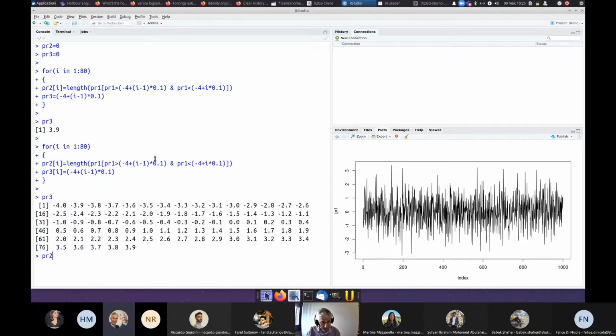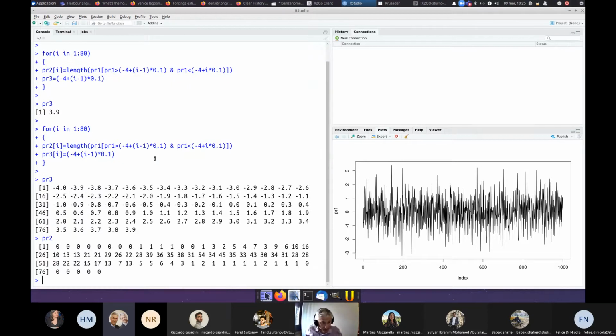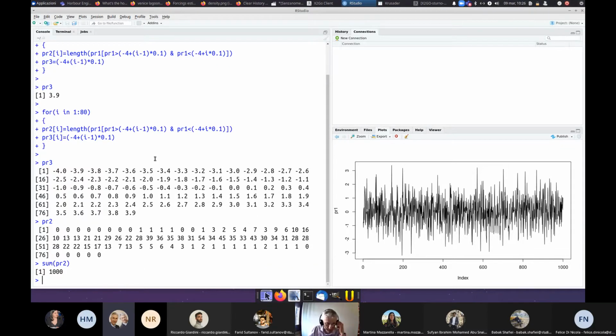Let me see PR2. Very good. You see the counting. Actually, PR2 should sum up to something like 1,000. Let me check it. Sum of PR2, it's 1,000. Perfect.